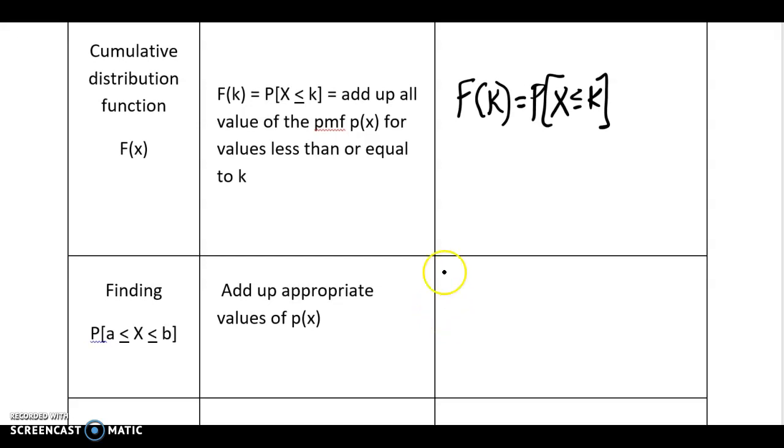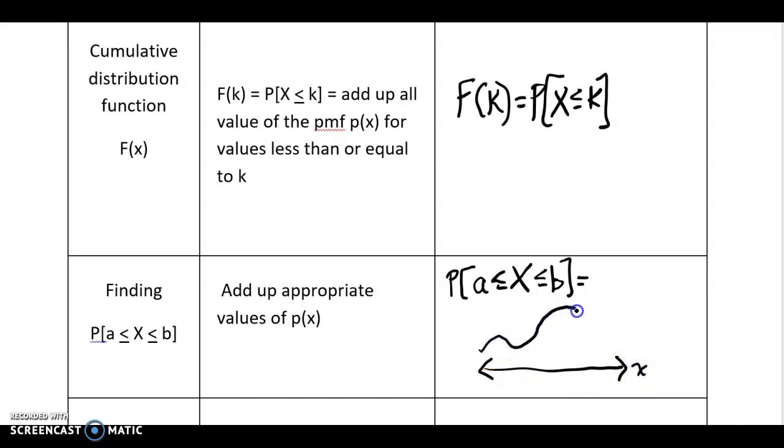So now, if we wanted to find the probability that some variable x, like a weight, is between two values, like what's the probability somebody weighs between 150 and 170 pounds? Well, we have this f of x. Remember we had this curve, f of x. And so whatever a is, we find that, and then we find b. And the probability is going to be the area between those.